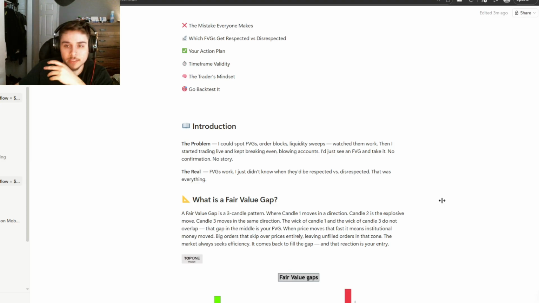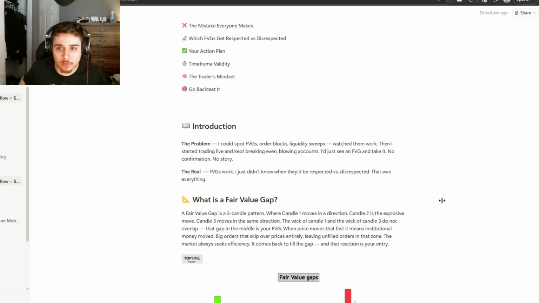I pretty much just saw price retrace back to it, and most of the time it worked, and some of the time it didn't. It was pretty much 50-50. I blew up accounts. I pretty much went on a streak. And that's kind of the story if you're just trading fair value gaps with purely candles.